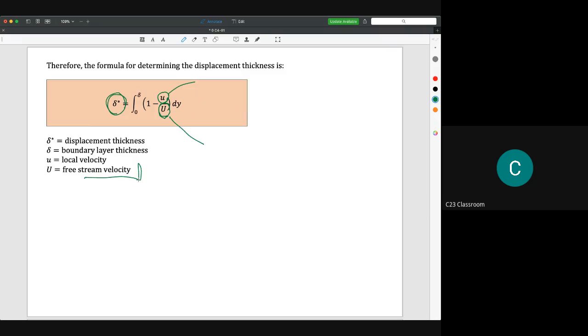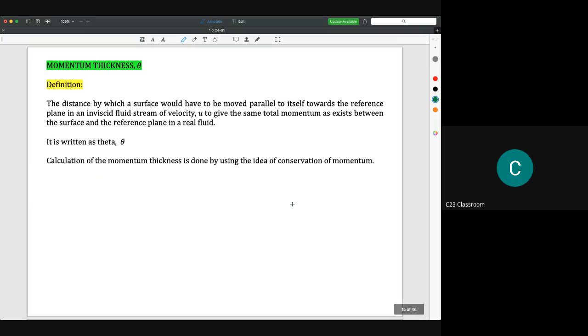So in my handwriting, I will write u minus u over capital U like this, with a bar over the u here to differentiate between small u and capital U. Okay, then I would like to introduce you to another imaginary thickness. We call it the momentum thickness.